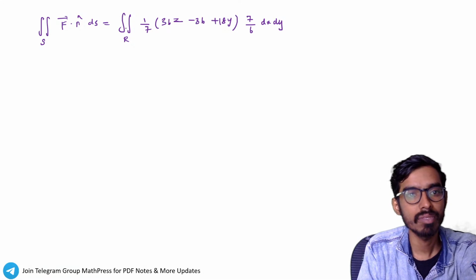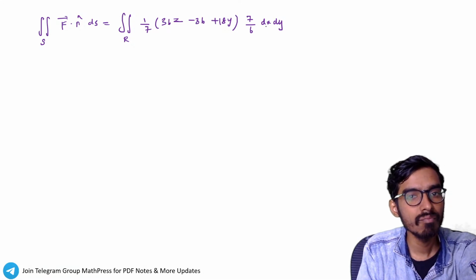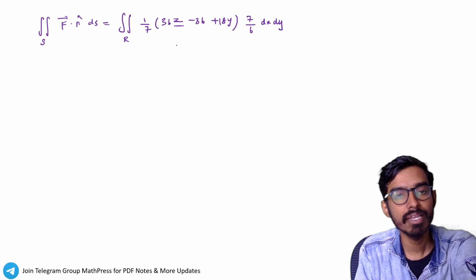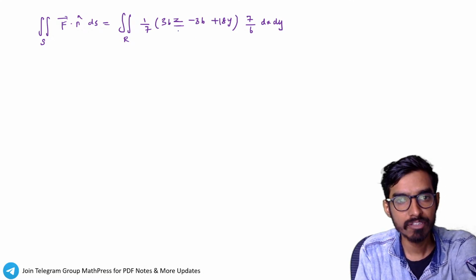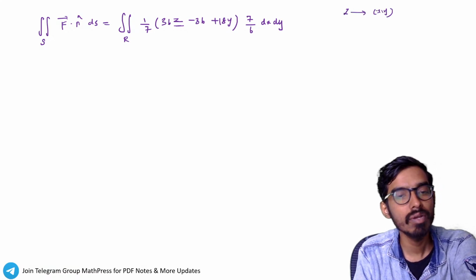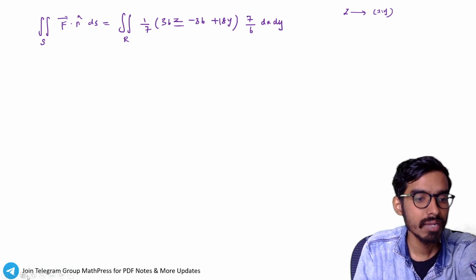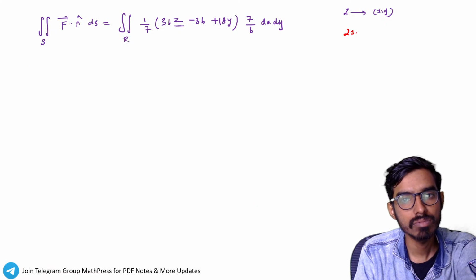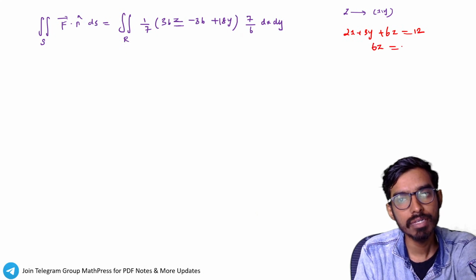Now remember, we need to integrate with respect to dx dy, but we should not have z here, right? Everything should be in terms of xy. So we need to convert z in terms of xy, and we can easily do that, because we know the surface is 2x plus 3y plus 6z is equal to 12. So 6z is equal to 12 minus 2x minus 3y.